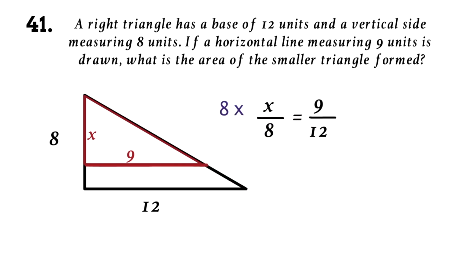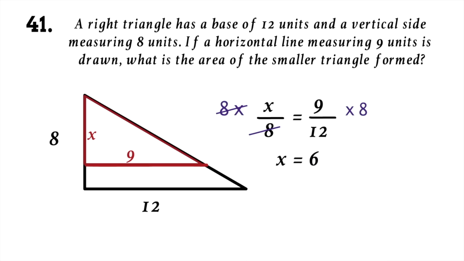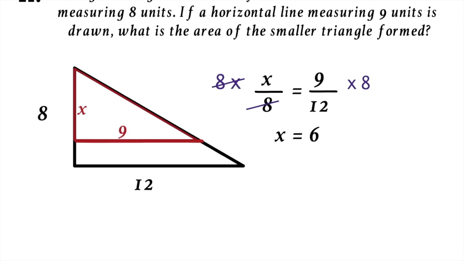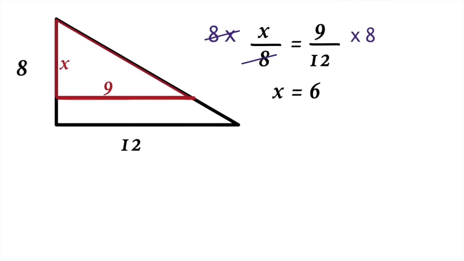Multiply both sides by 8. This 8 will cancel out. 9 divided by 12 times 8 is 6. So we have the height of the smaller triangle being 6 units. But that's not what the question is asking. It's asking us to find the area.